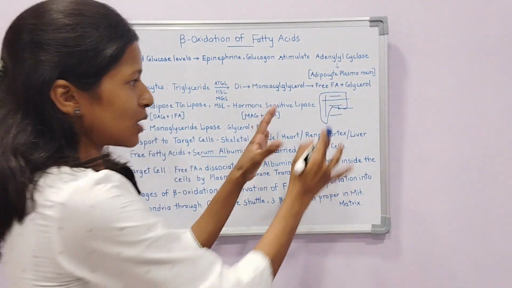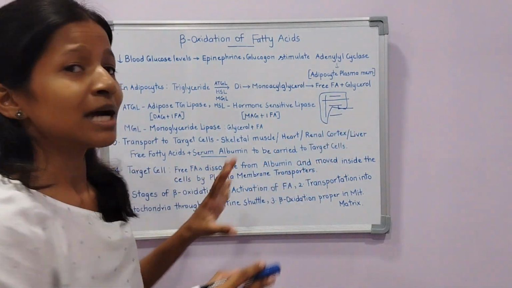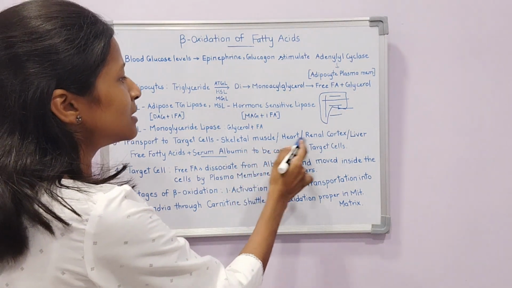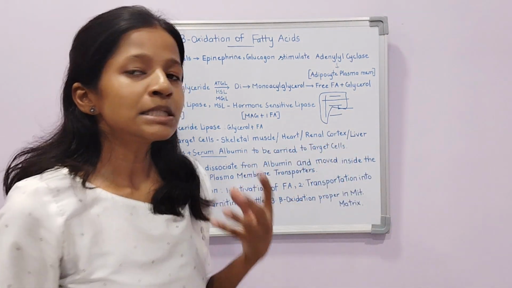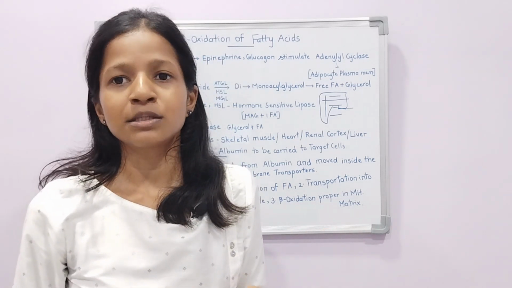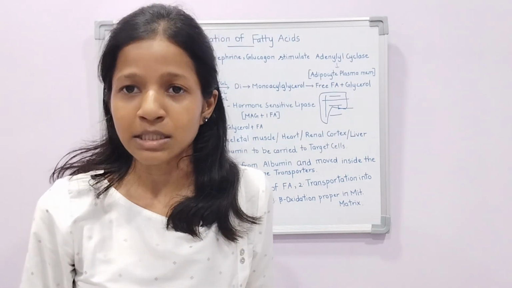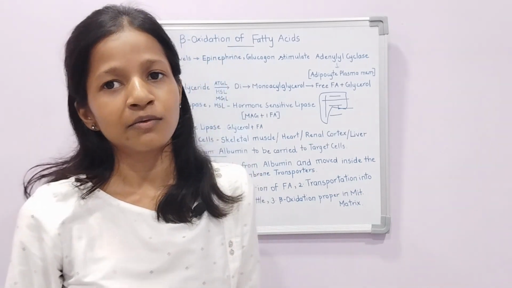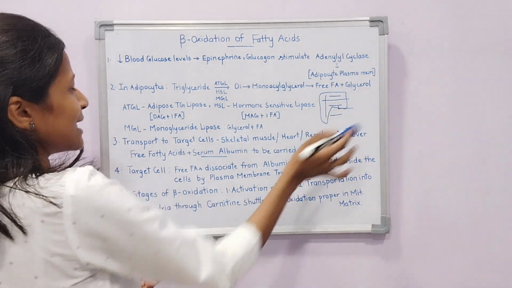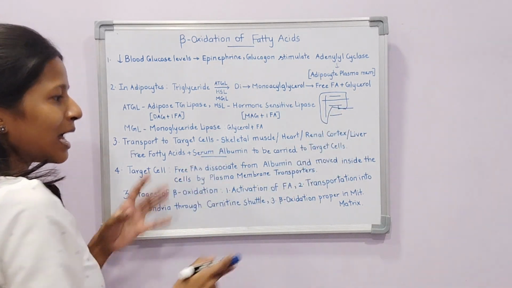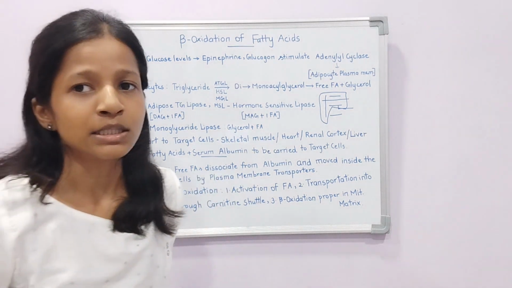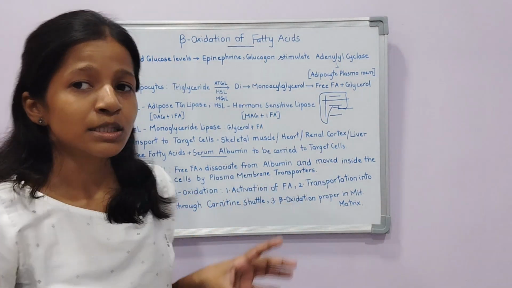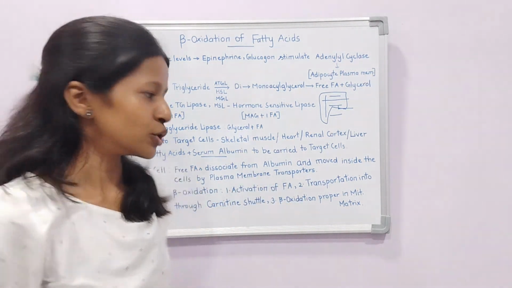free fatty acid. So now we have the free fatty acids in the adipocytes, but they have to be transported to the target cells. The target cells can be skeletal muscle, heart, renal cortex or liver. There are certain cells that cannot oxidize fatty acids. For example, the RBCs, mature red blood cells, do not have mitochondria, so they cannot oxidize fatty acids. So these free fatty acids bind to the serum albumin and they are carried to the target cells. Once they reach, they dissociate from the albumin and move inside the cell with the help of plasma membrane transporters.